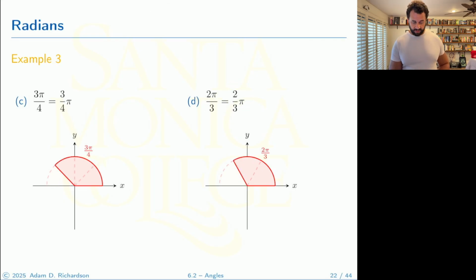Moving on. 3 pi over 4? Feels weird. 3/4 of pi, got it. 1, 2, 3, 4. I'm going to take 3 of them, and that's the angle 3/4 pi.